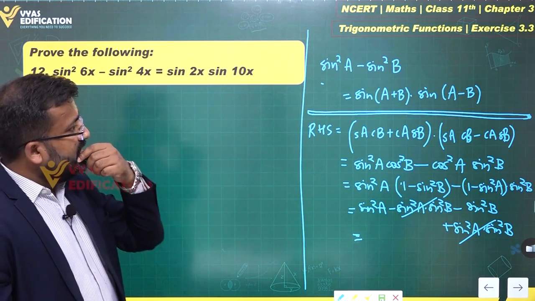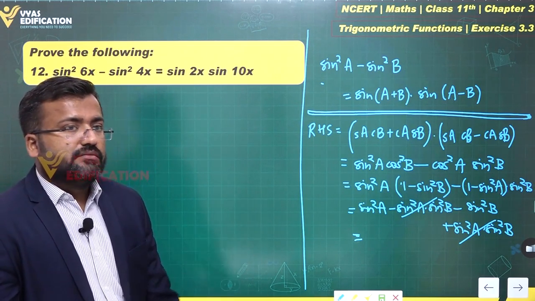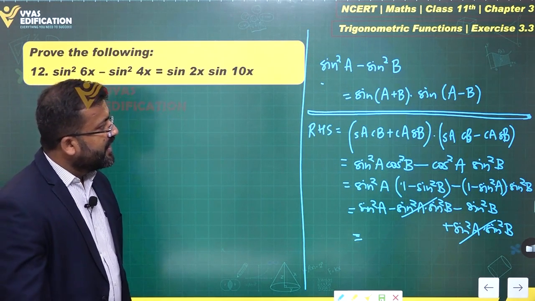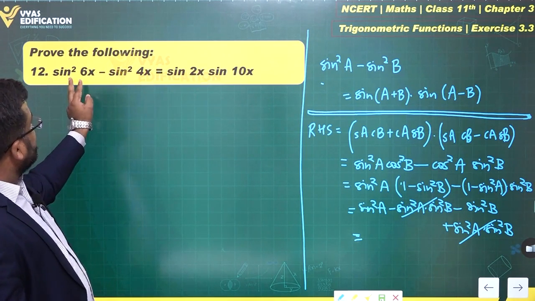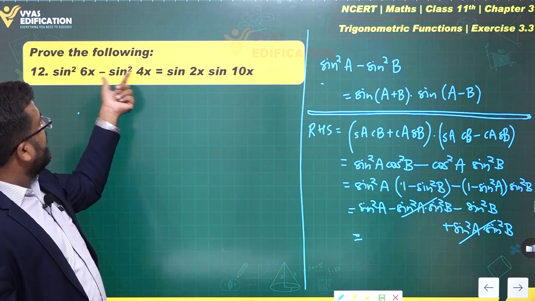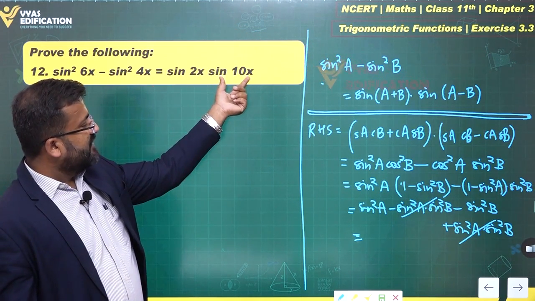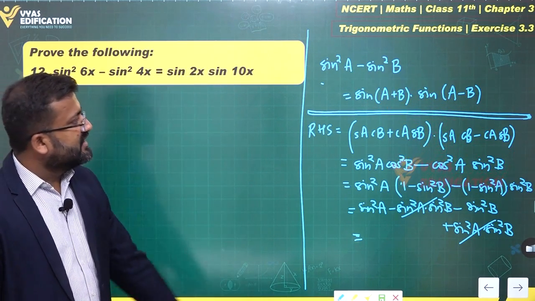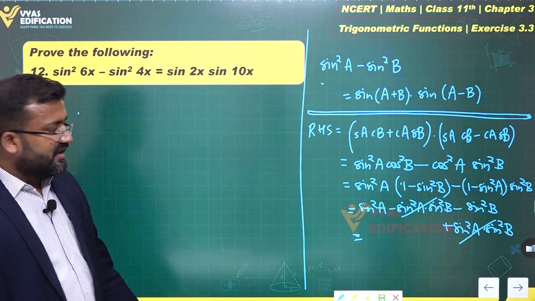But then, do we remember this? No. So, we should have another kind of approach, yes. Let me solve with this approach first. This is sine square A minus sine square B. This will become sine of A plus B. The sum of these two angles would be 6x plus 4x, which is sine 10x, times sine of difference of two angles, sine 6x minus 4x, which is sine 2x. You can see this question becomes oral after this.